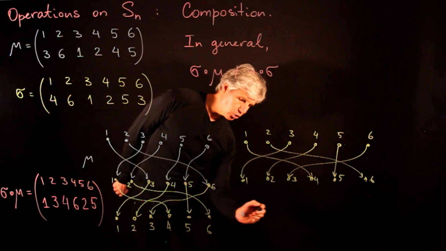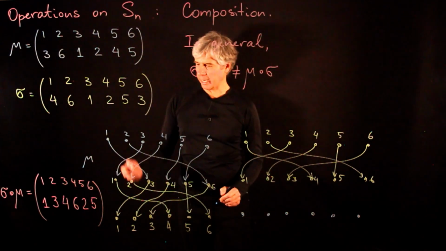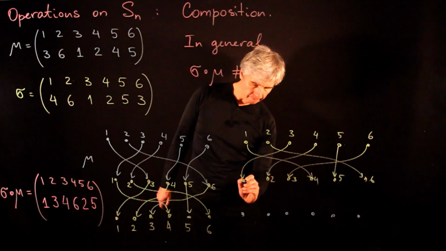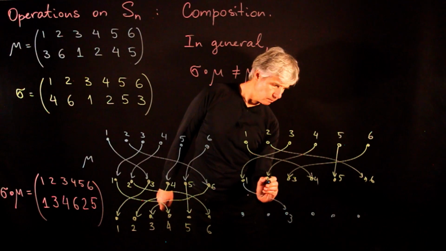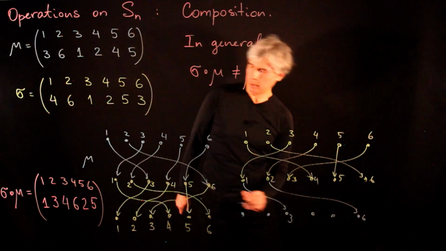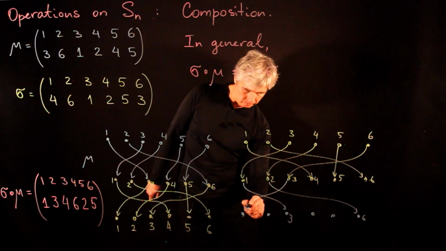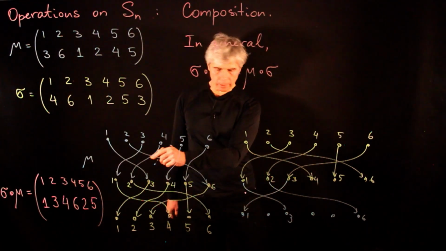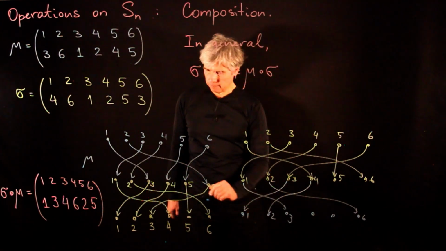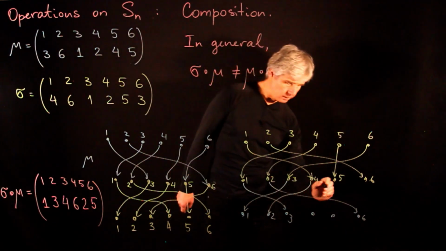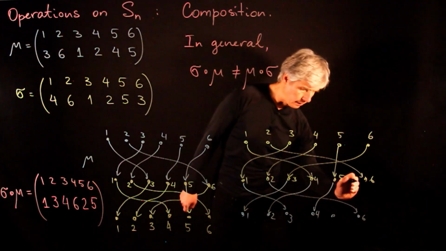And now for permutation mu. So we have 1 goes to 3, then 2 goes to 6, 3 goes to 1, 4 goes to 2, 5 goes to 4, 6 goes to 5.